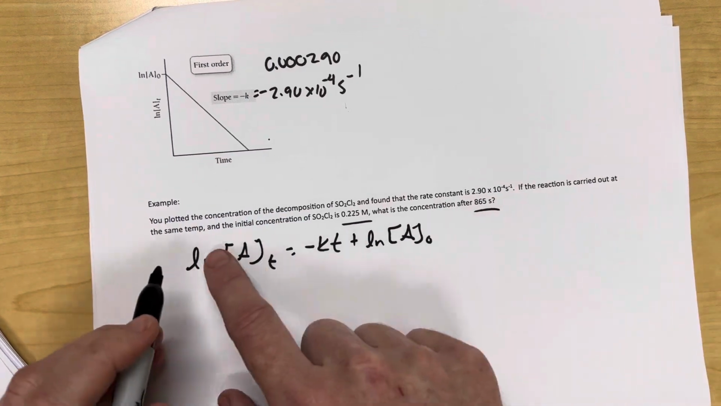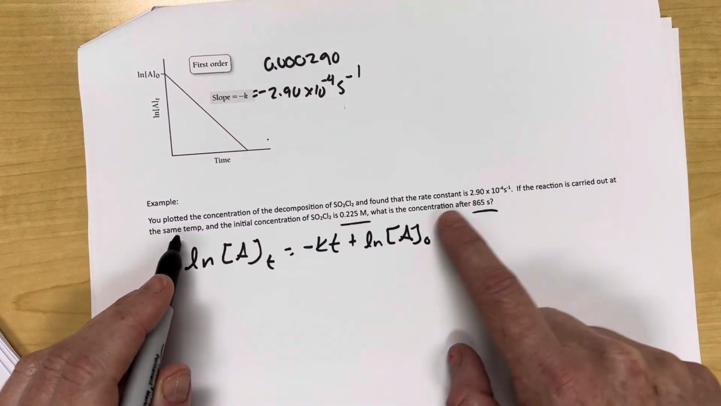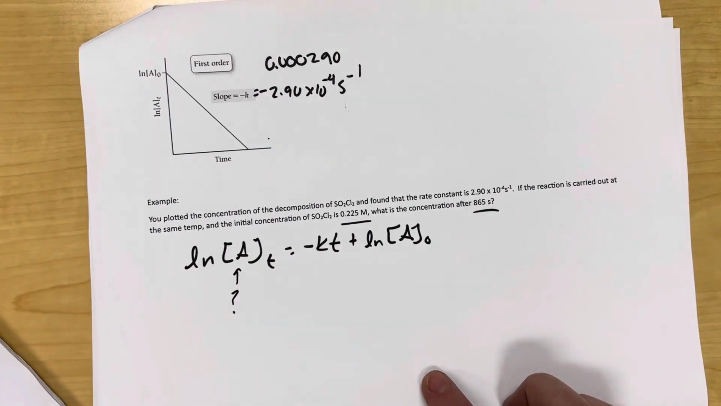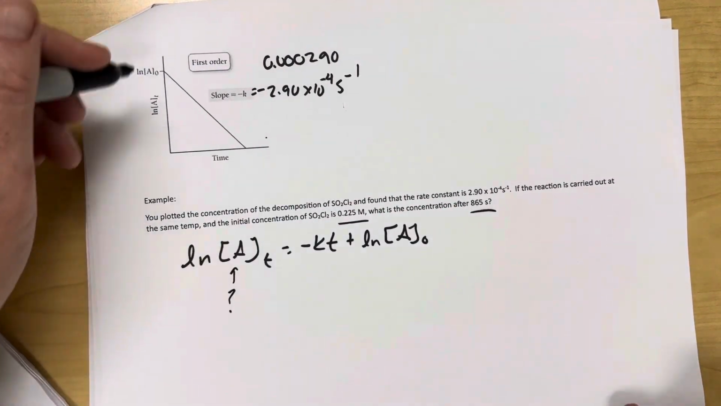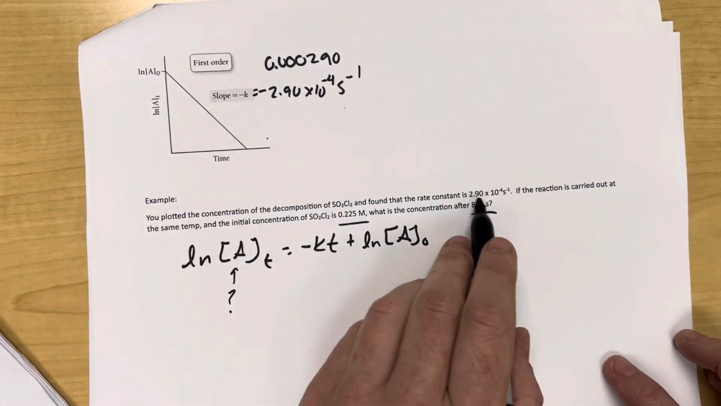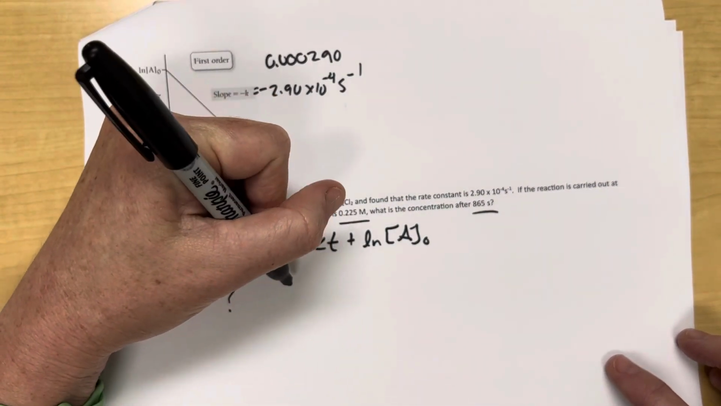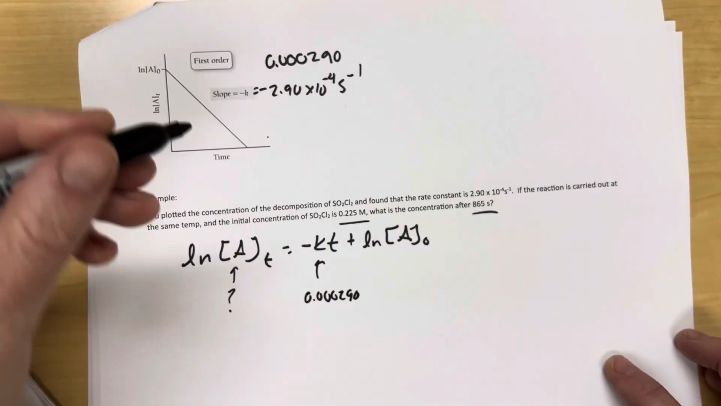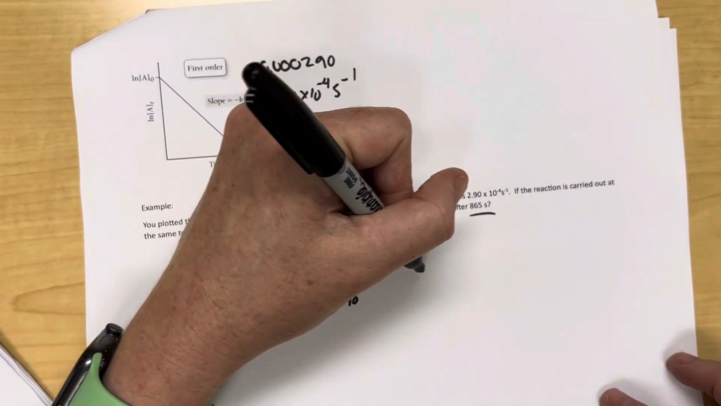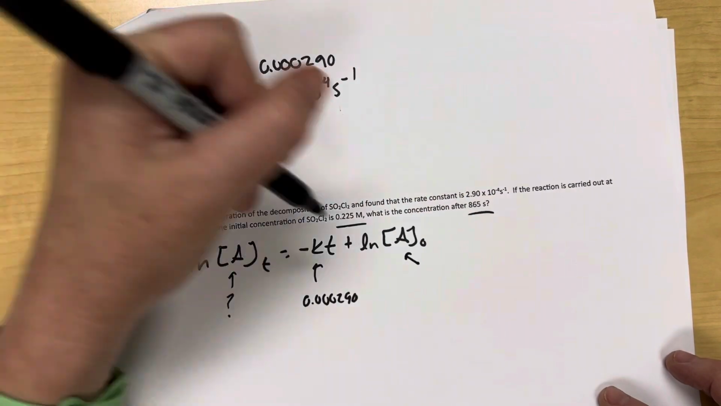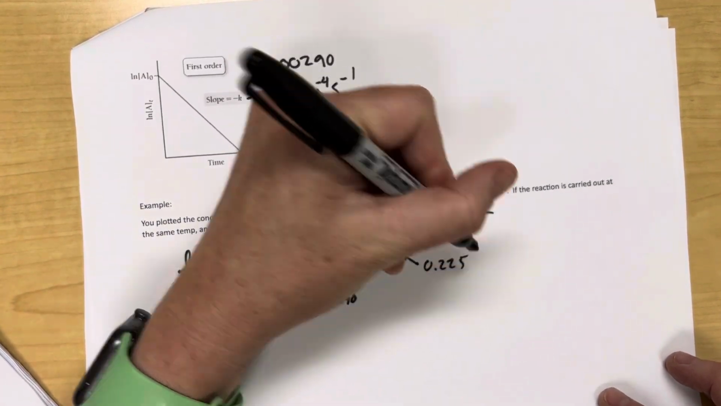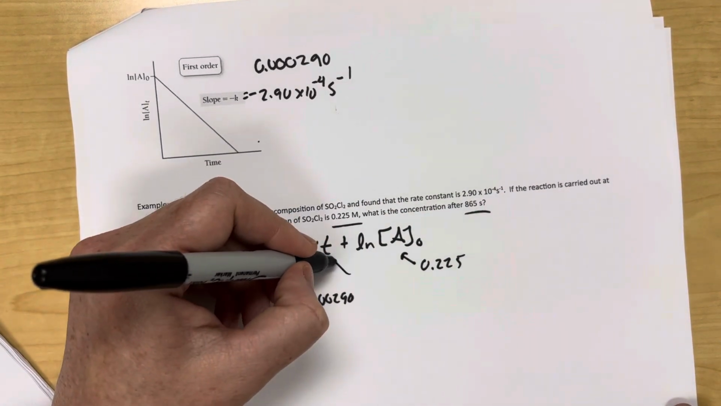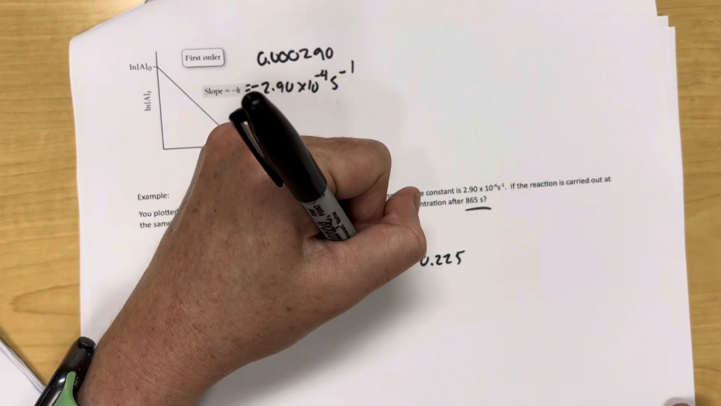All right, so we're solving for this. It asks for the concentration, so that's our question mark. Our k we solved by plotting this. This is how we got this k. It also tells us that we found it was 0.000290. And our initial concentration was 0.225, and finally our time was 865 seconds.